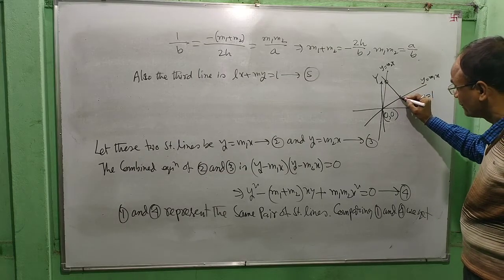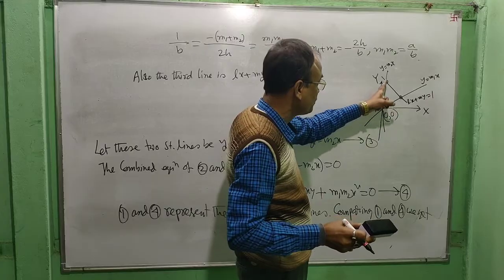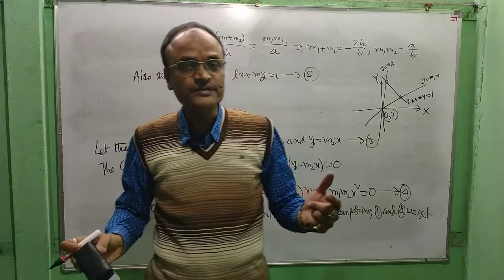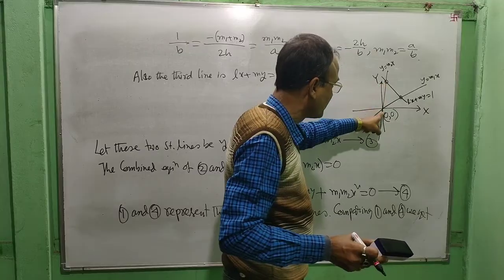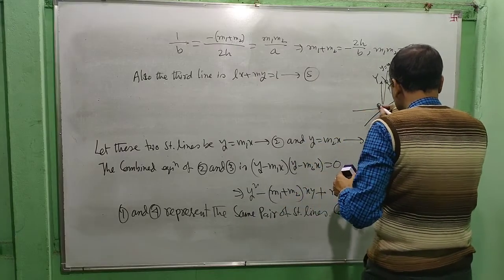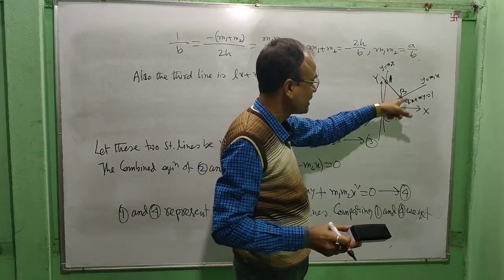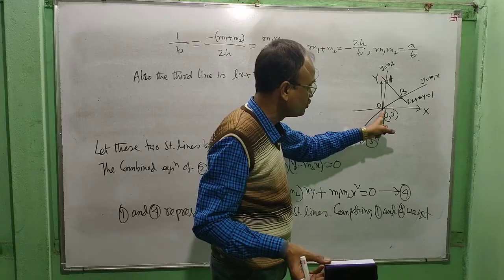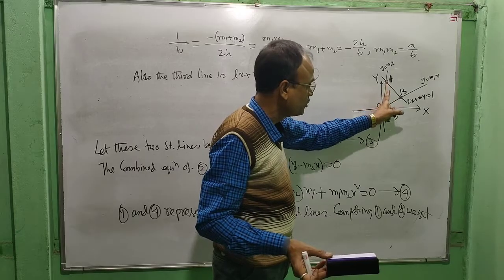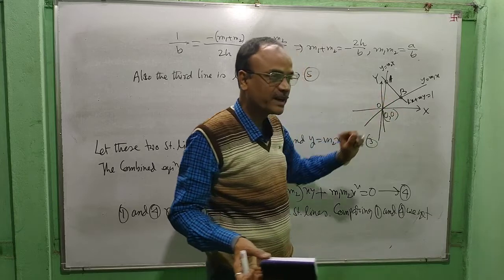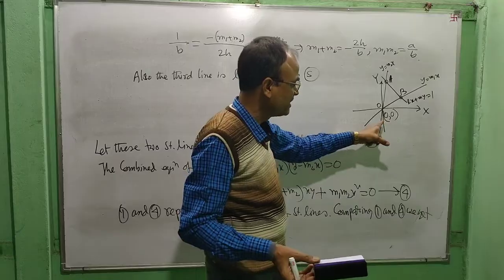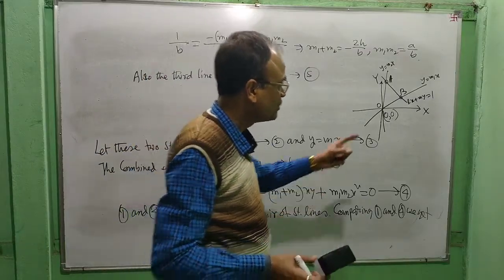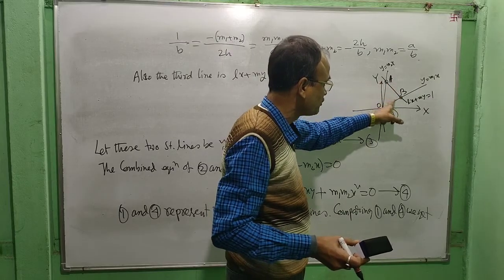If we can find the point of intersection between 2 and 5 and 3 and 5, then we will get all the coordinates. Suppose this is A, this is B, this is O. Knowing all the coordinates of the points O, A and B, definitely we can find the area of this triangle. We have to find the points of intersection between 2 and 3, 2 and 5, and 3 and 5. Obviously the point of intersection between 2 and 3 is 0, 0, since it passes through the origin. Now we have to find the coordinates of A and B also.